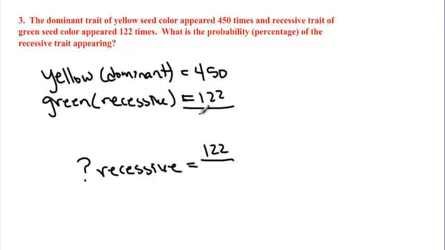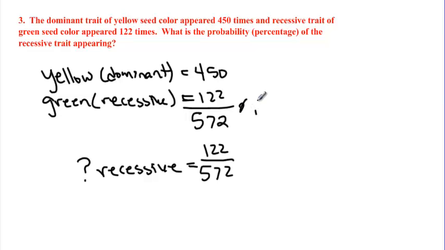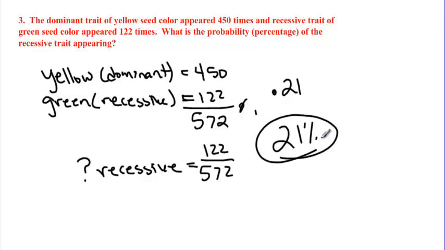So in this case, I'm going to total the numbers, so the total of appearances, and then let me pull up my calculator here. So 122 divided by 572 is going to give me 0.21, but that needs to be a percent, so then that will be my final answer. 21% is my answer.